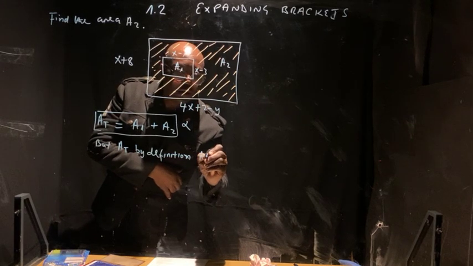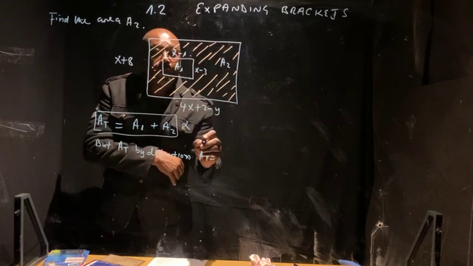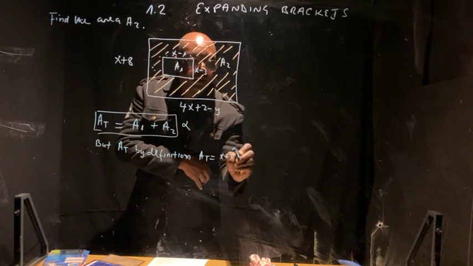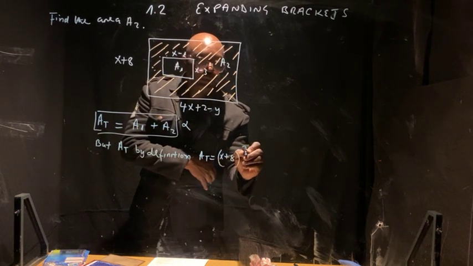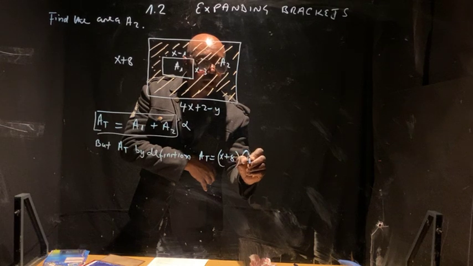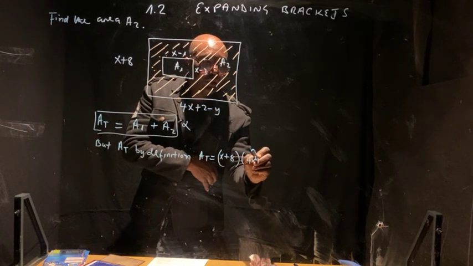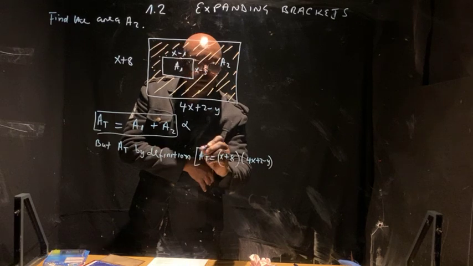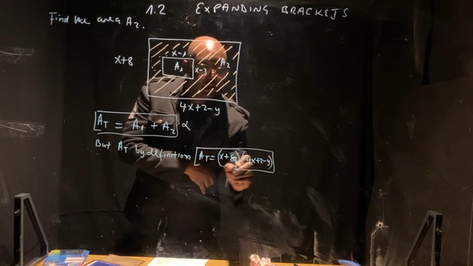x plus 8 multiply 2, 4x plus 2 minus y. I'll call this one equation beta.